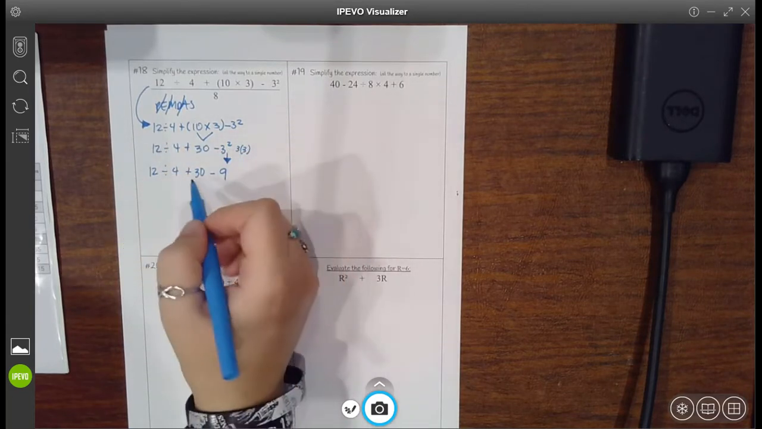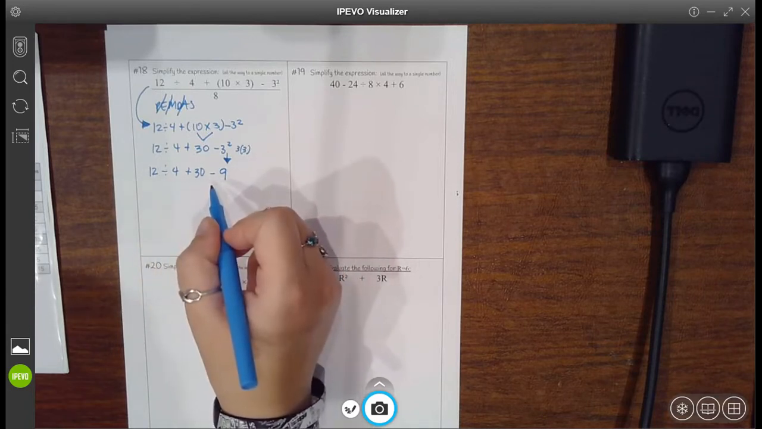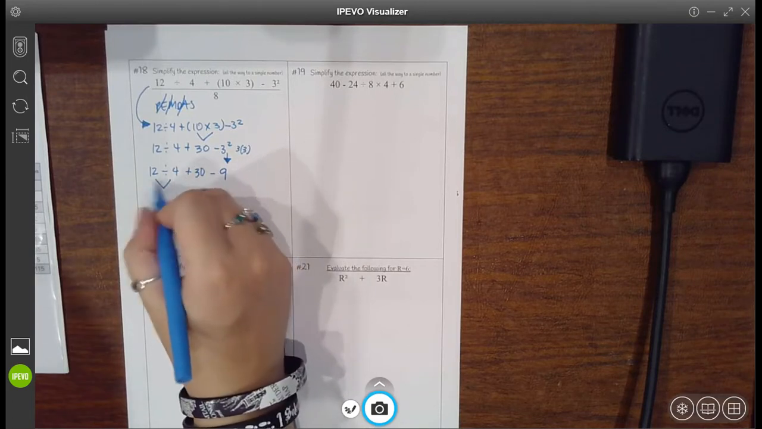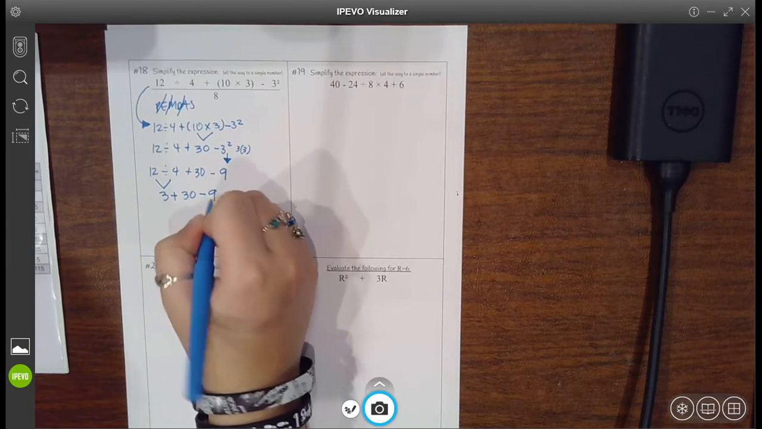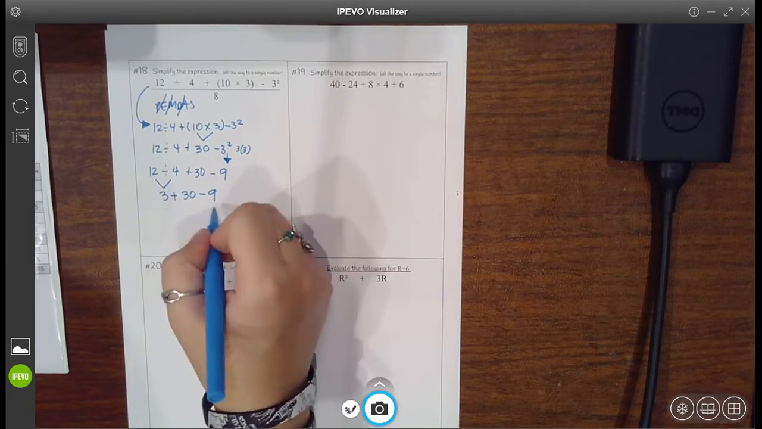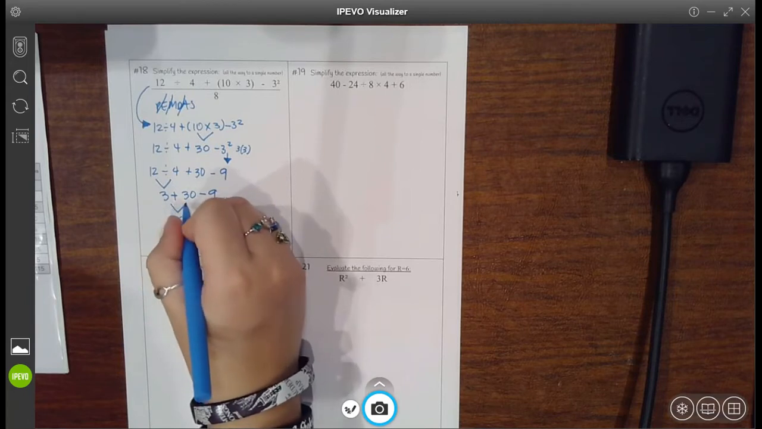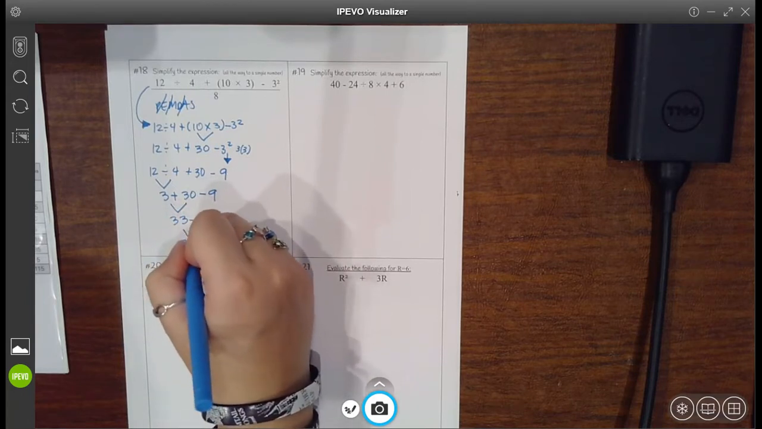So now I bring everything else down. Parentheses are gone. Any exponents? Nope. Multiplication or division? Yes. Always go left to right. 12 divided by 4 is 3 plus 30 minus 9. Okay, parentheses are gone. Exponents are gone. Multiplication or division, gone. Addition or subtraction, go left to right. So 3 plus 30 is 33. Minus 9, you get 24.